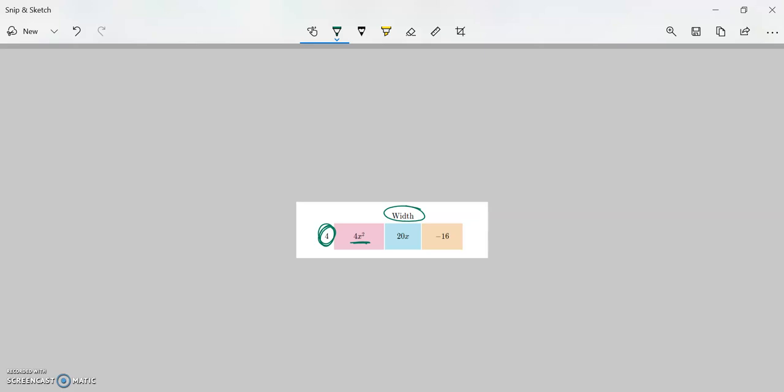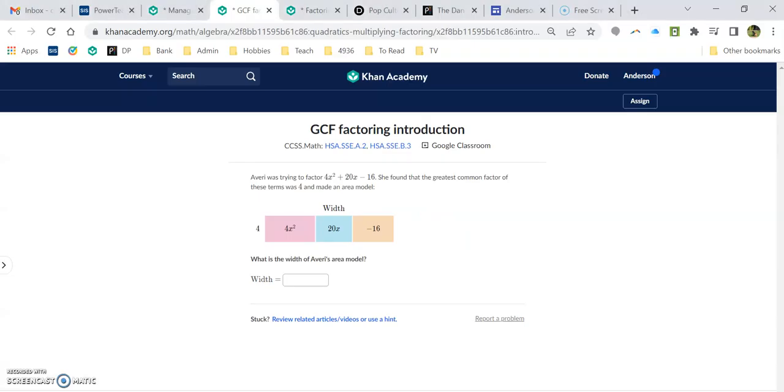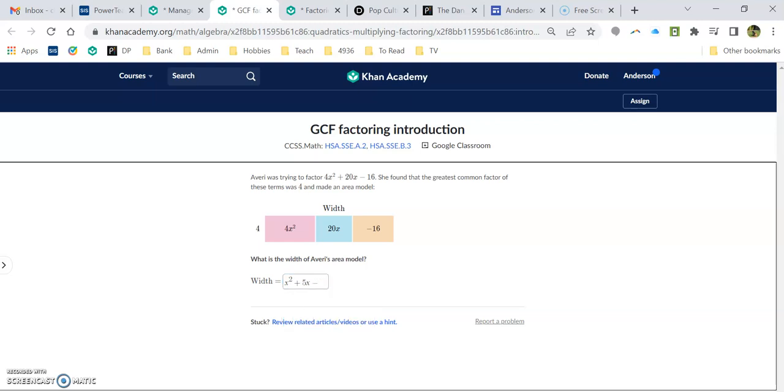Well, 4 times 1 is 4. And 4 times x squared is 4x squared. Then 4 times what is 20? That's going to be a 5. And 4 times a single x gives us 20x. And finally, 4 times what number is negative 16? That is minus 4. So our answer will be x squared plus 5x minus 4.